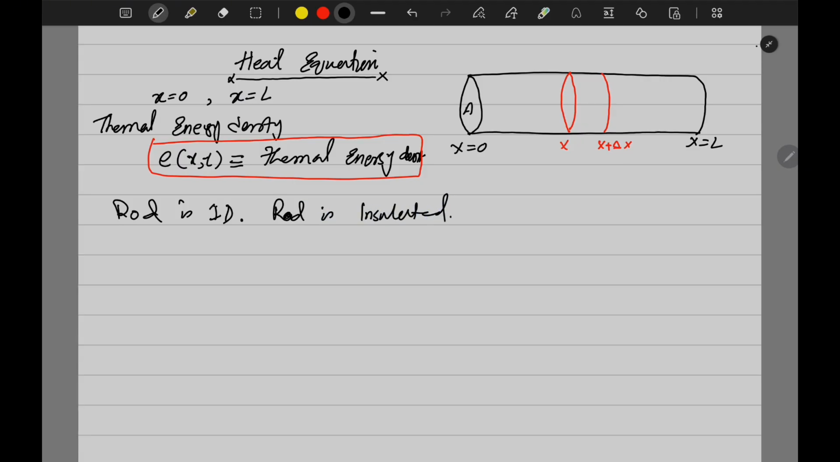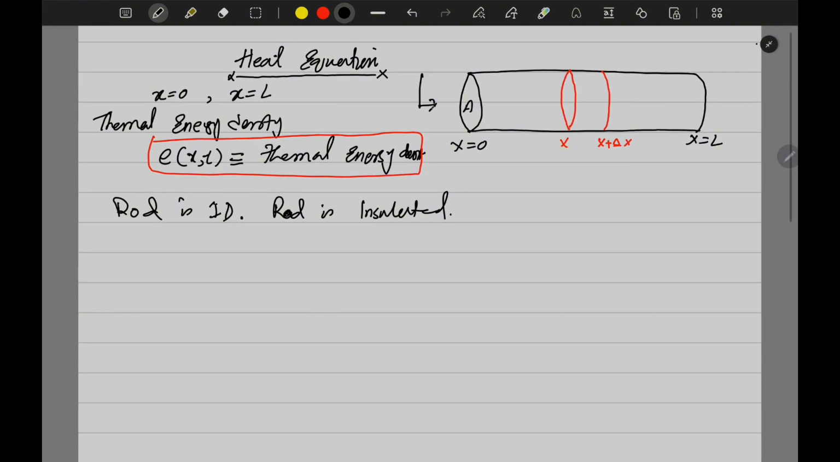It is insulated because no energy is coming into the system and no energy is leaving the system, so no thermal energy can pass. The dependence on x and t corresponds to the situation where the rod is not uniformly heated. For example, the rod is hot at some point and cold at some point. This is how energy flows through the rod. Here this is the coordinate x, y and z.